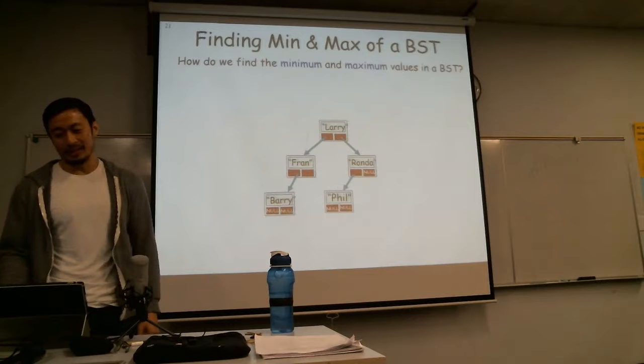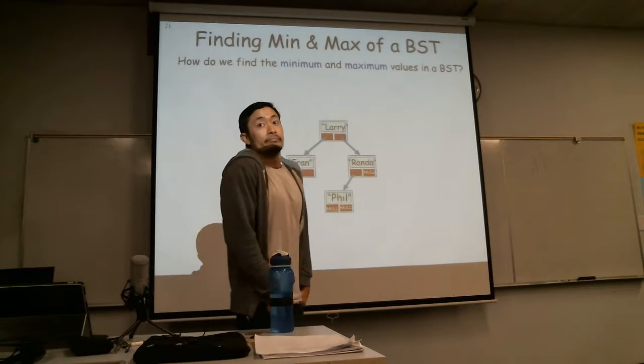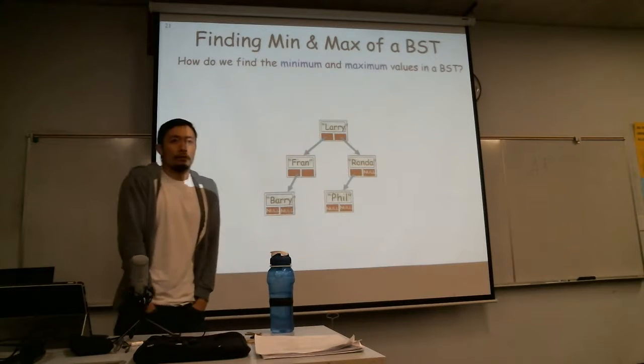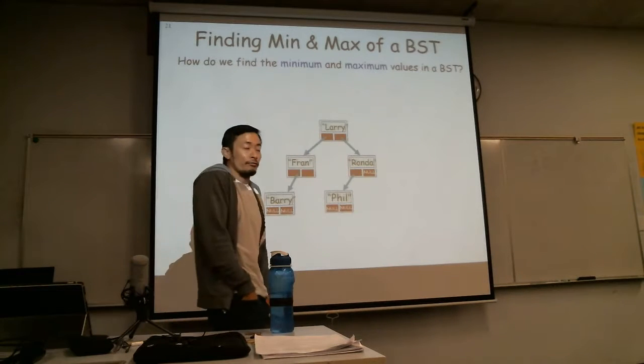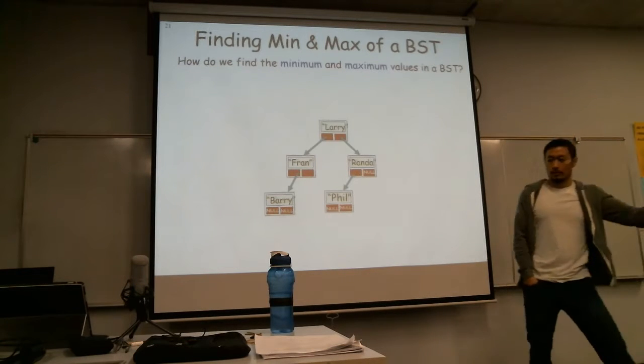So, how do we find the minimum and maximum value of a binary search tree? Well, which is which? If I go all the way to the left, what will I find? The lowest one, the minimum. If I go to the right, the highest one.